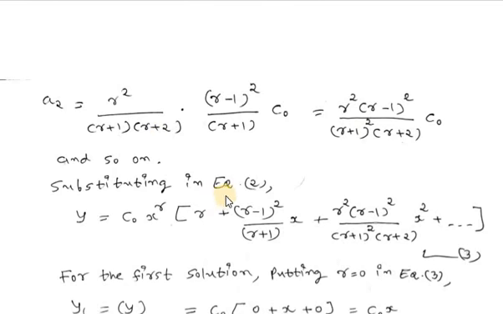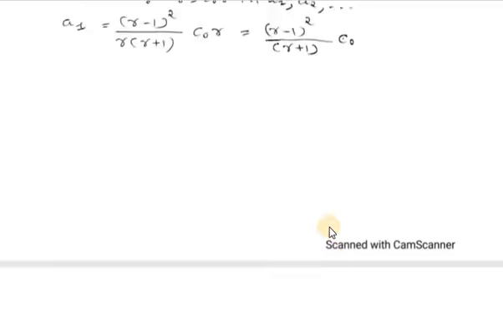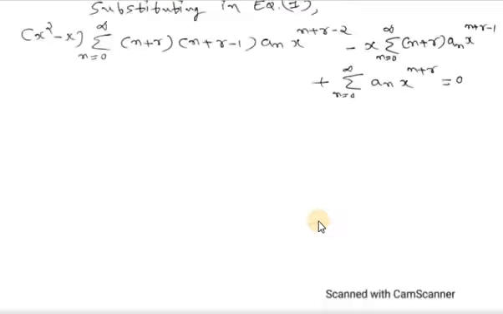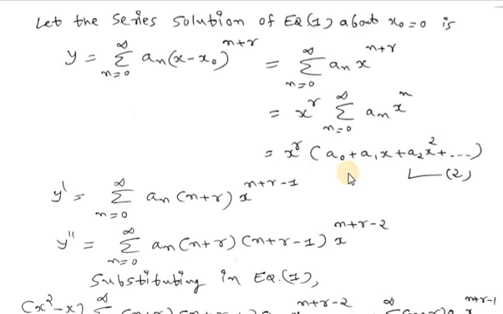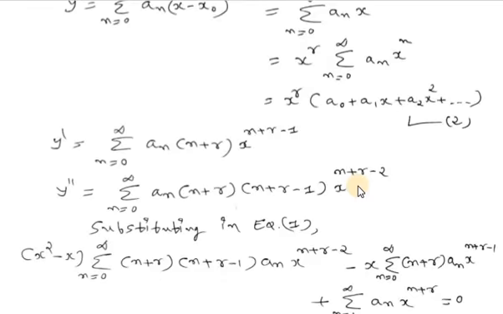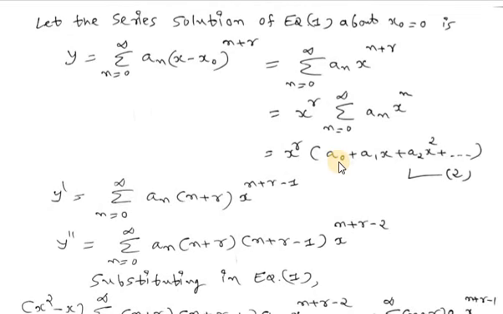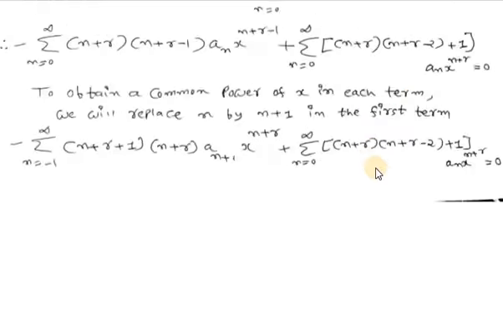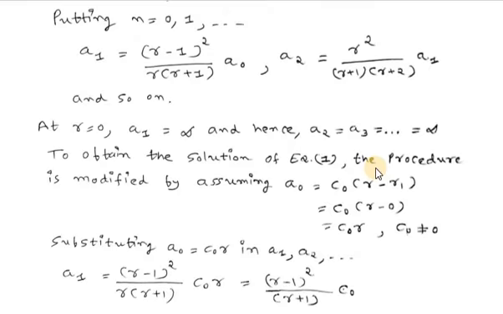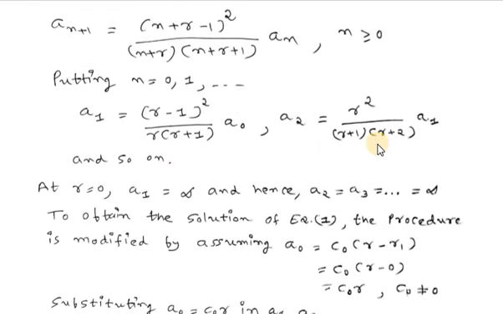Now substituting these values in equation 2, and equation 2 is x raised to r into (a0 plus a1x plus a2x square, and so on). You may see equation number 2. So in this expression we have to replace a0 by c0, and for a1 and a2 we have gone through the values of a1 and a2, okay, right?